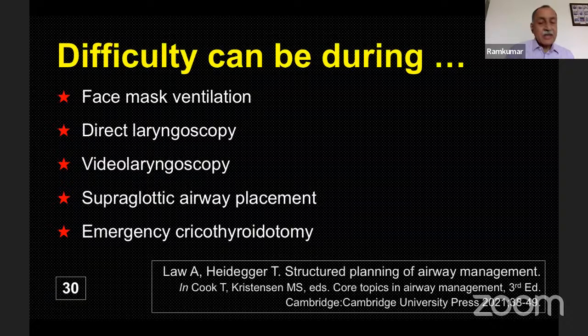Now, difficulty in airway management can arise from one of these five areas of airway management. It can be difficulty in face mask ventilation, difficulty in performing direct laryngoscopy, difficulty in video laryngoscopy, difficulty in placing a supraglottic airway device, and difficulty in emergency cricothyrotomy. And all of this is very beautifully described in a textbook by Tim Cook and Christensen.